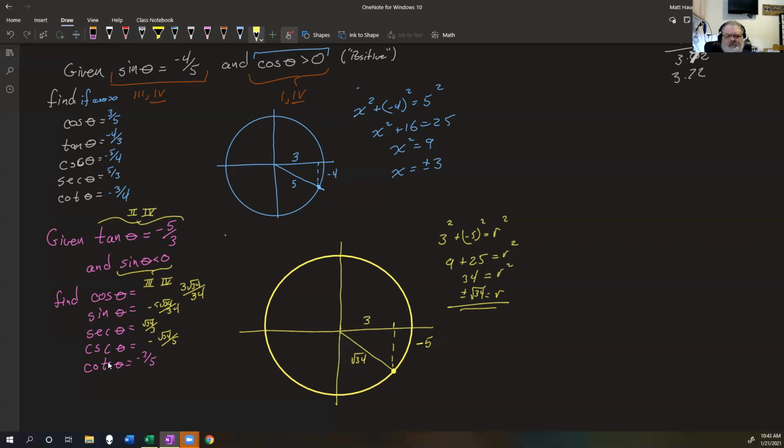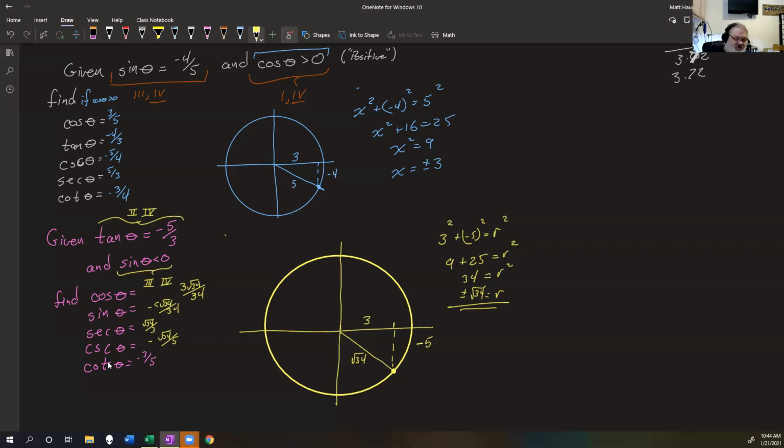Questions about that? So why is the square root of 34 positive in this situation? I'm confused. The radius value is always positive. So when does the negative come in handy? For radial lengths, it doesn't. For the x's and y's, it does.